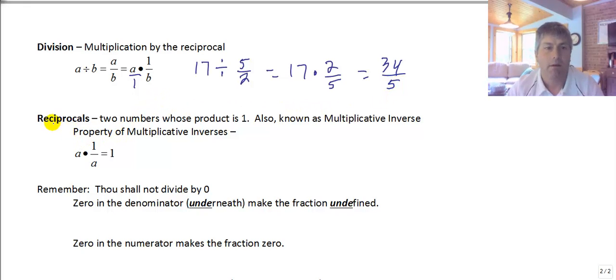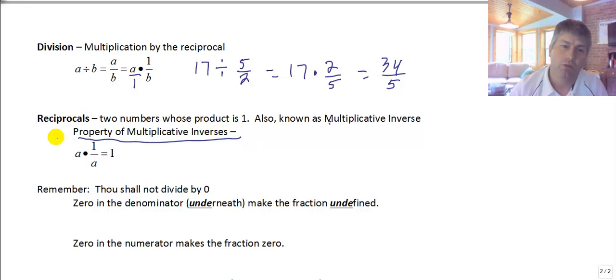Okay? We've already defined reciprocals. We've seen that already this year. Two numbers whose product is 1. We talked about the multiplicative inverse. That's what reciprocals are. So A times its reciprocal, 1 over A, is 1. That's the property of the multiplicative inverse. You've seen 3 properties in this video already that you are going to need to know how to apply.